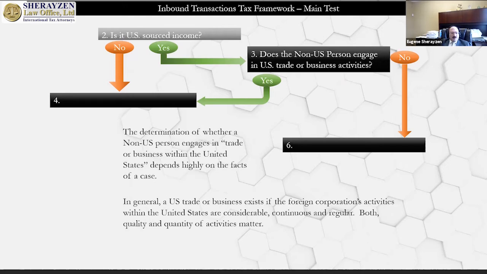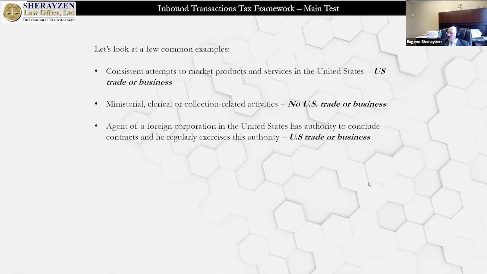Let's deal with a few examples. They will kind of let us figure out what we're looking at. Consistent attempts to market products and services in the United States is considered to be US trade or business. Again, this is very important, especially in situations concerning intellectual property and situations where the intellectual property is actually outside of the United States. Marketing within the United States may unintentionally result in US source income.